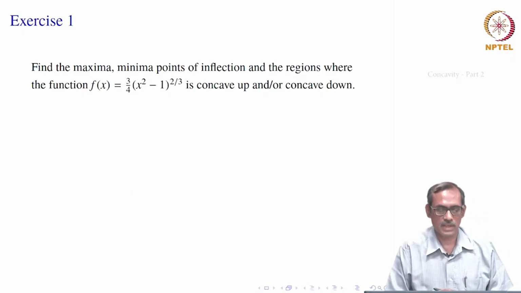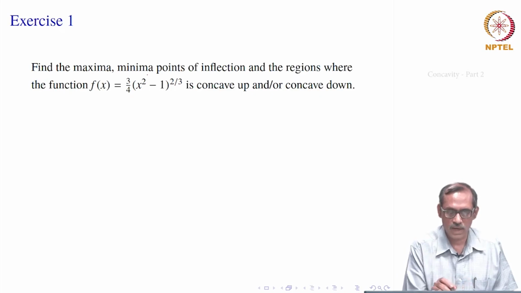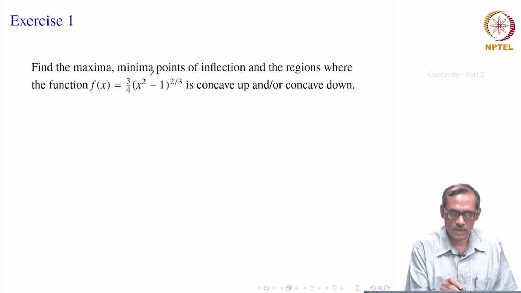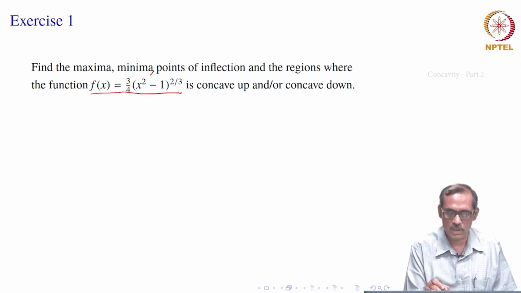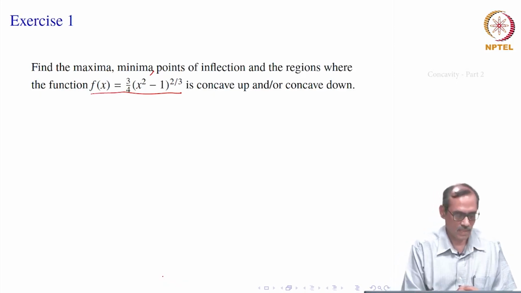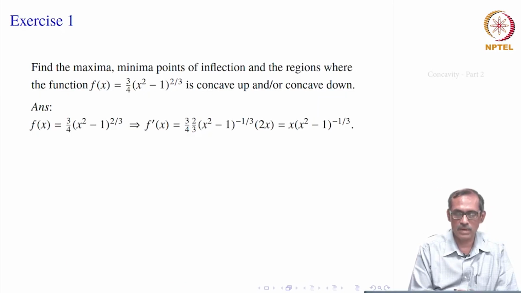Okay. Let us take one more problem. Here we have to find the maxima and minima and then points of inflection and the regions where the function is concave up or concave down. So, the function is given as f of x equal to 3 divided by 4 times (x square minus 1) to the power 2 by 3. So, again some similar thing we have to do, look at the derivatives and so on.